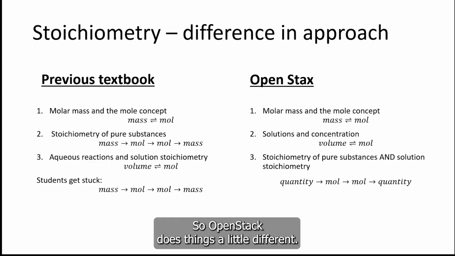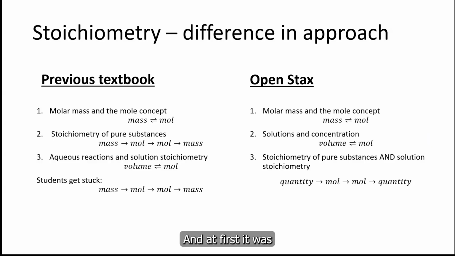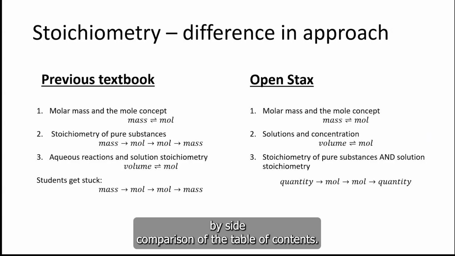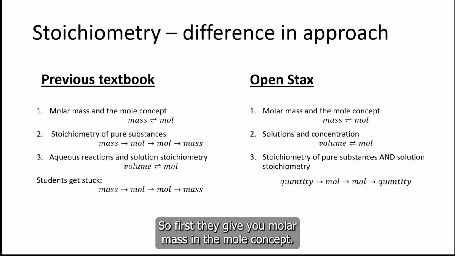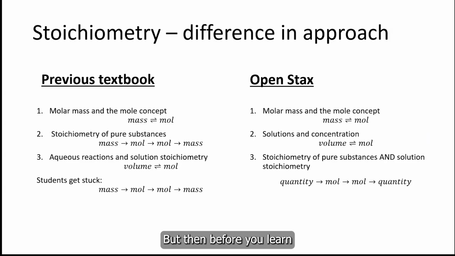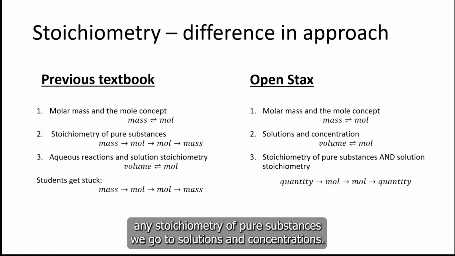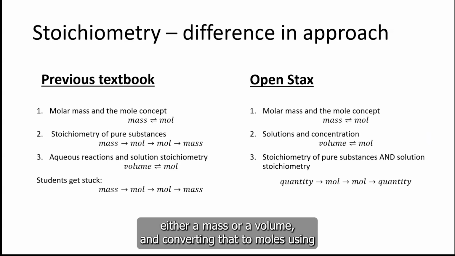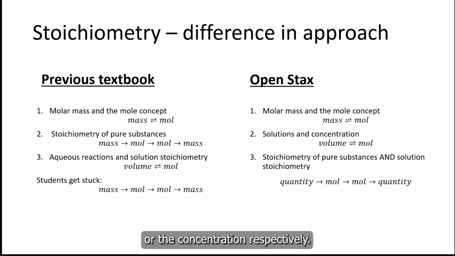OpenStax does things a little differently, and at first I thought it was so inconvenient when I was looking at a side-by-side comparison of the table of contents. First they give you molar mass and the mole concept. But then, before you learn any stoichiometry of pure substances, we go to solutions and concentration. So the first thing we're focusing on is taking a measurable quantity, either a mass or a volume, and converting that to moles using the molar mass or the concentration respectively.